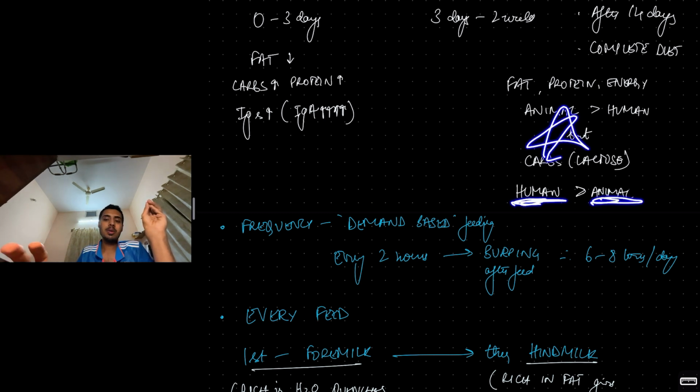This is a very important point. Fat, protein and energy are less in human milk when compared to animal milk. But carbohydrates like lactose are more in human milk.